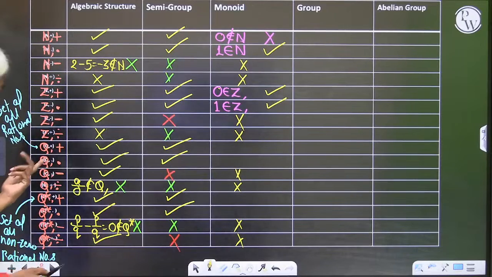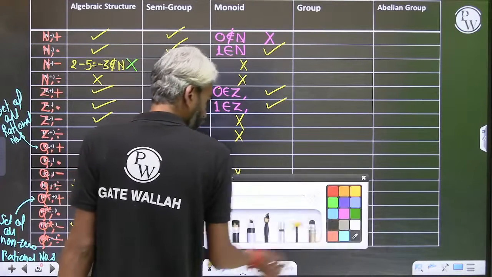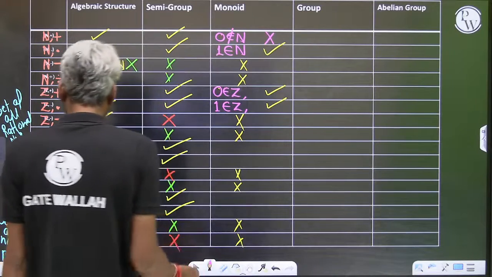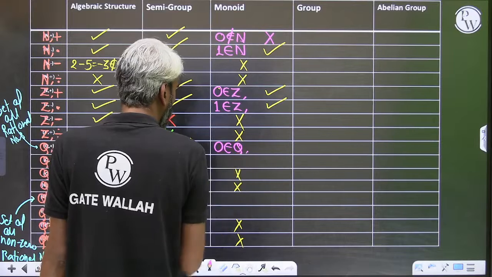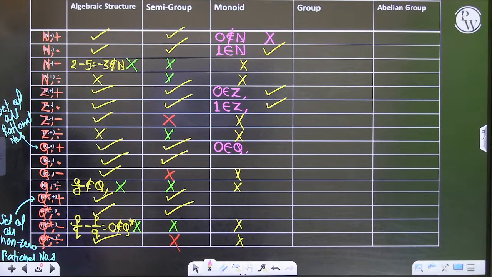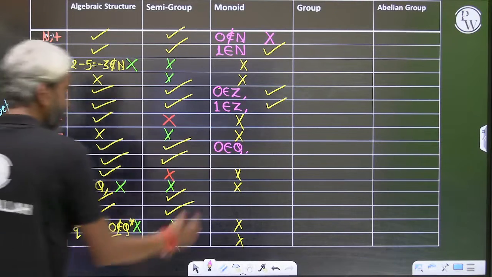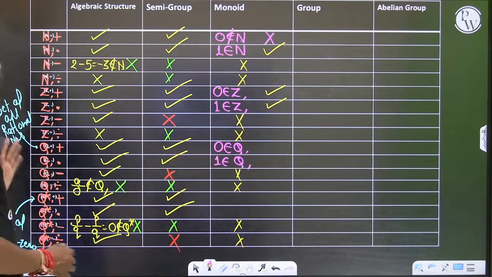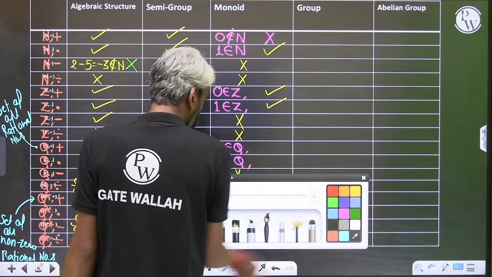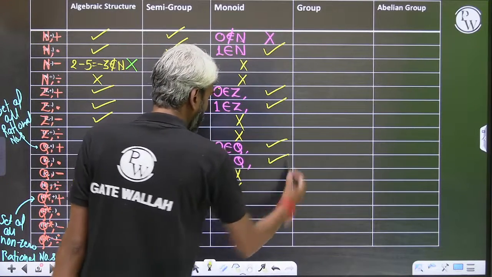Sir, here 0 is obviously present. 0 belongs to the set of all rational numbers. Therefore, identity is present. 1 belongs to the set of all rational numbers, and therefore identity with respect to multiplication is also present. So both of them are monoids.